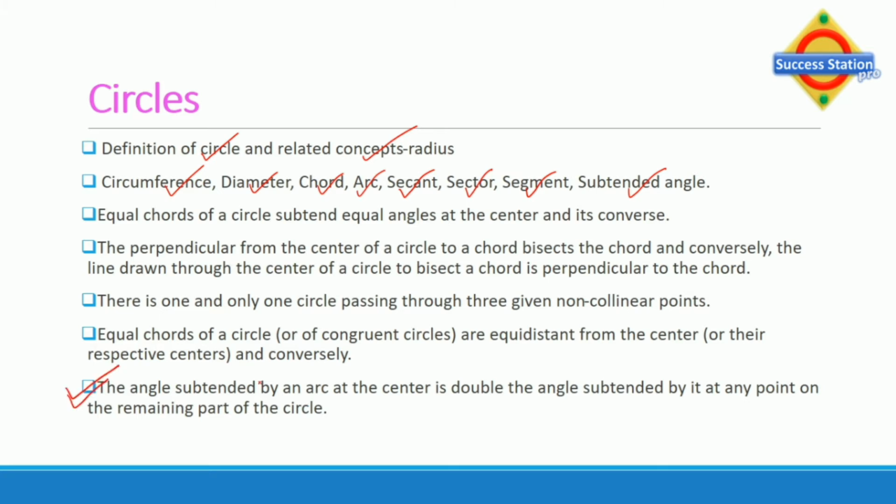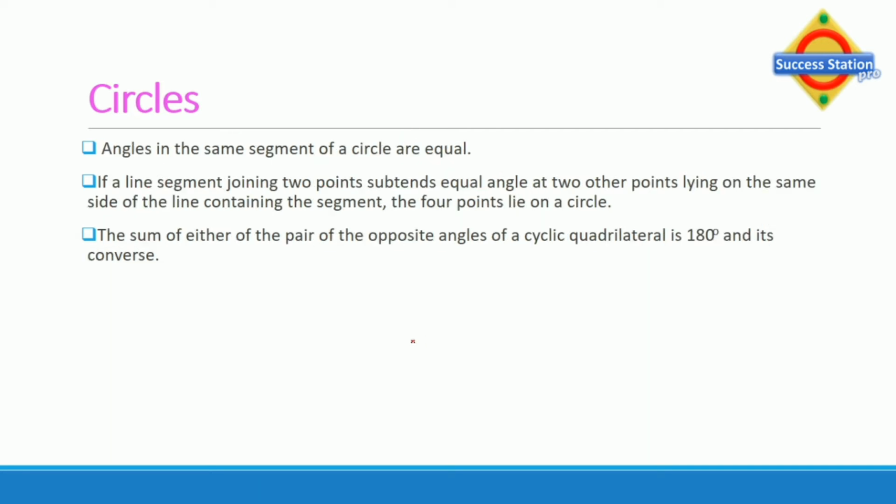Most important of it is this, which can directly come in an exam of 4 marks. It is: the angle subtended by an arc at the center is double the angle subtended by it at any point on the remaining part of the circle. So this question can come, right?